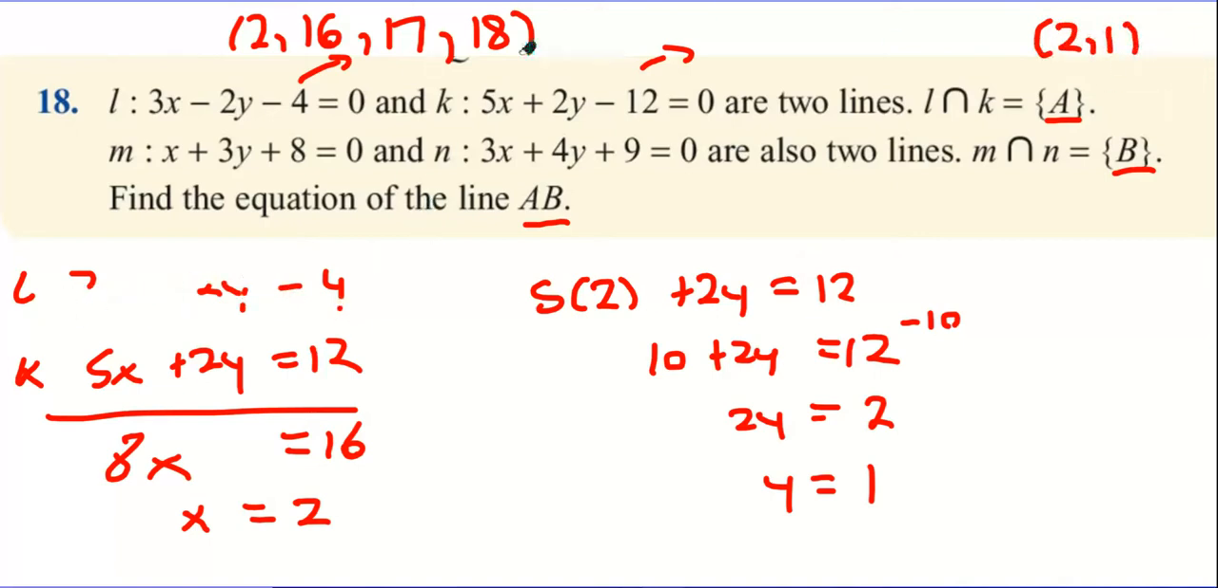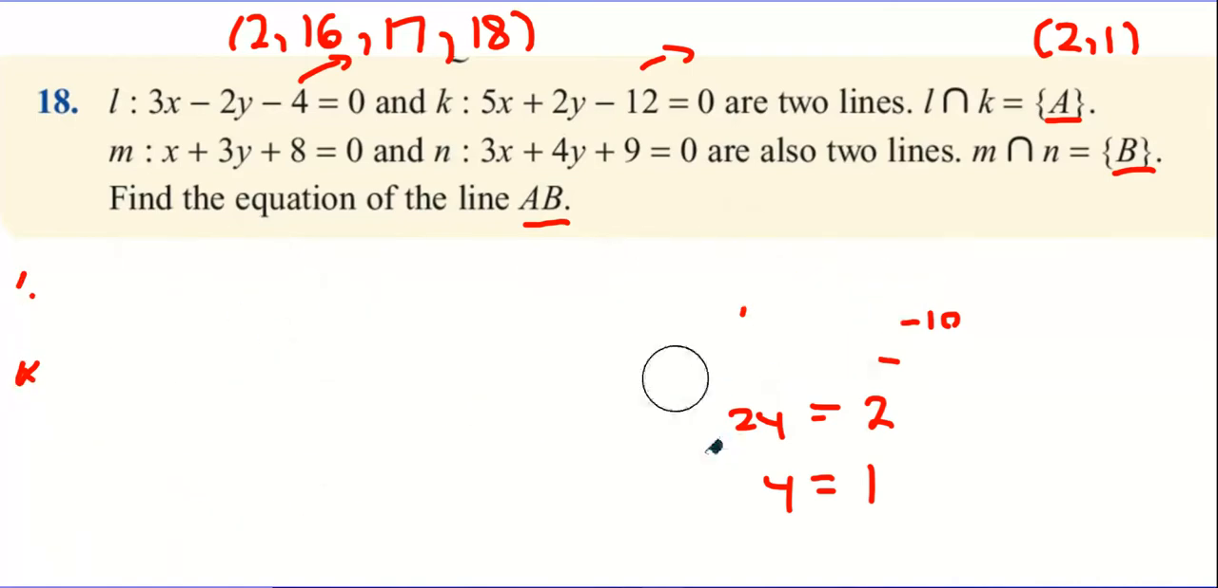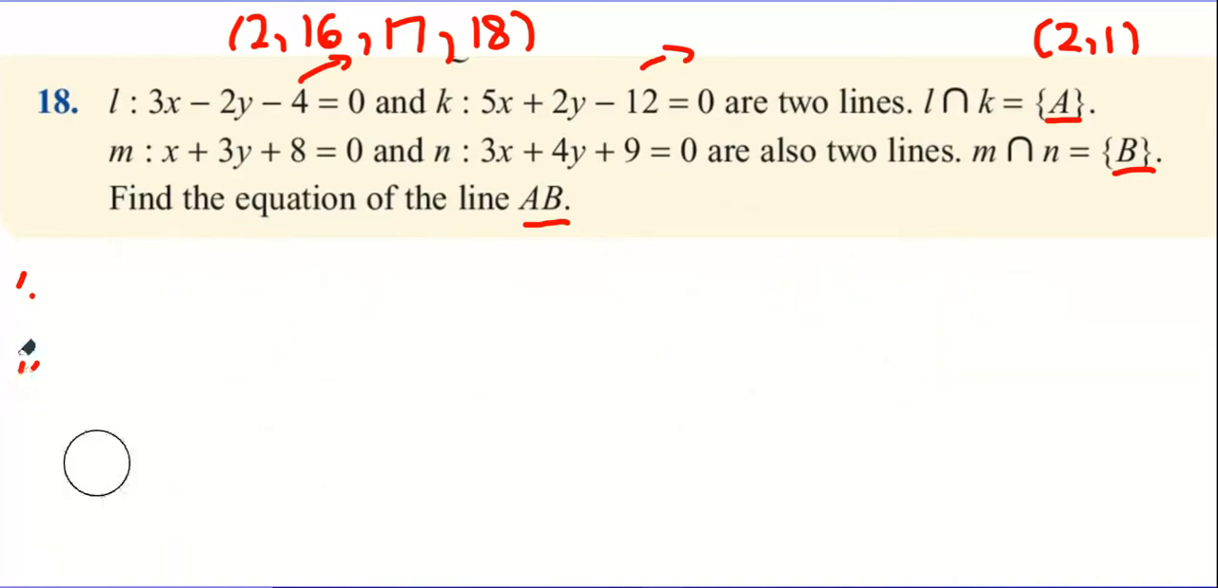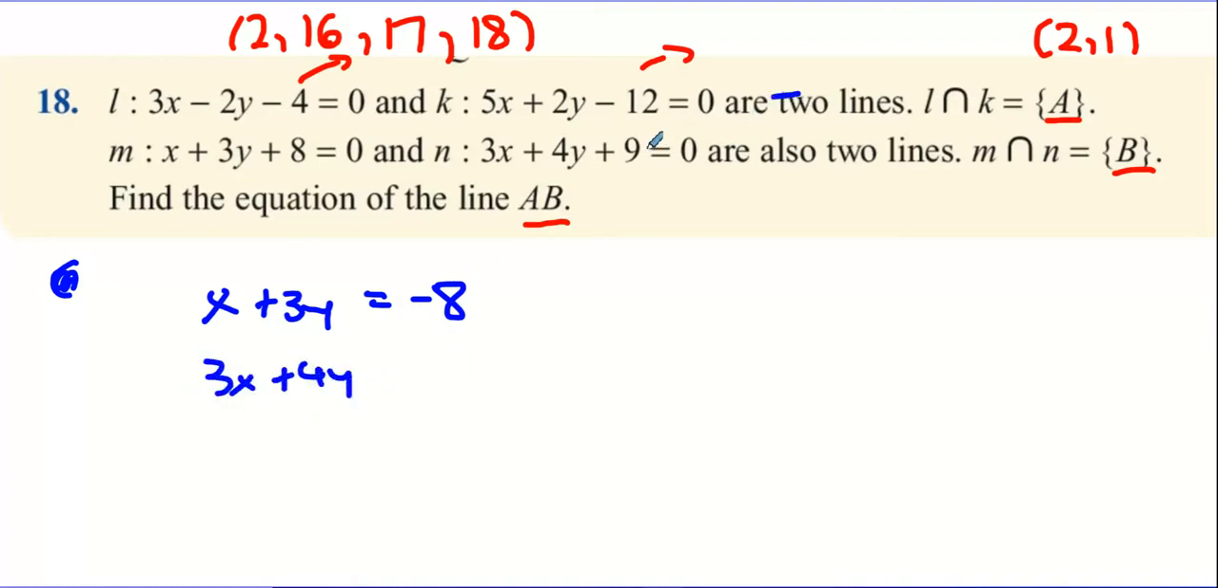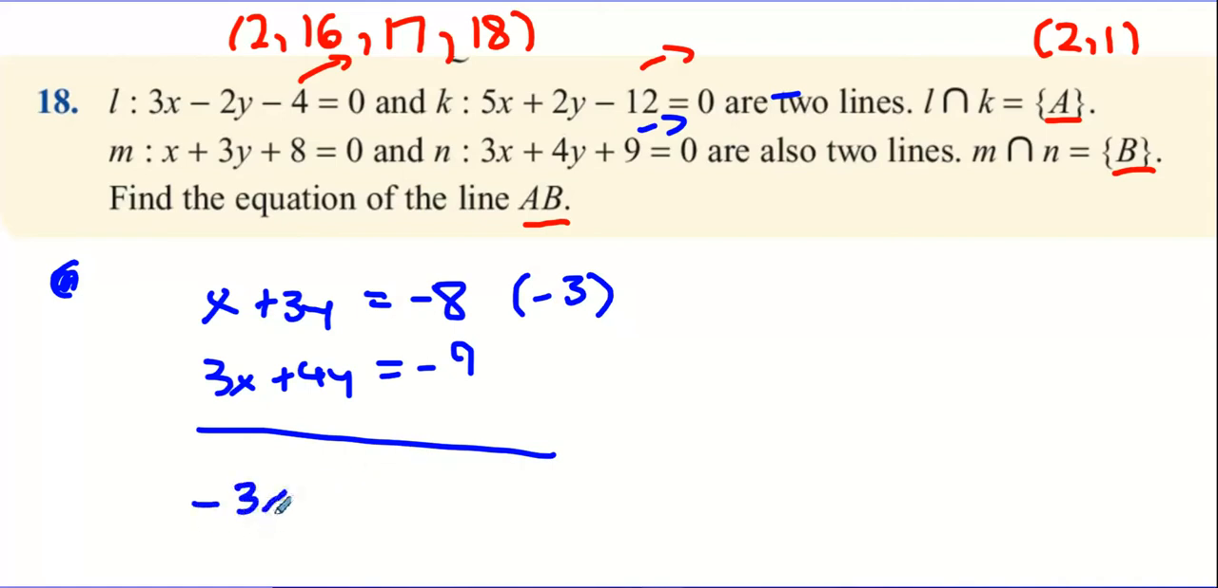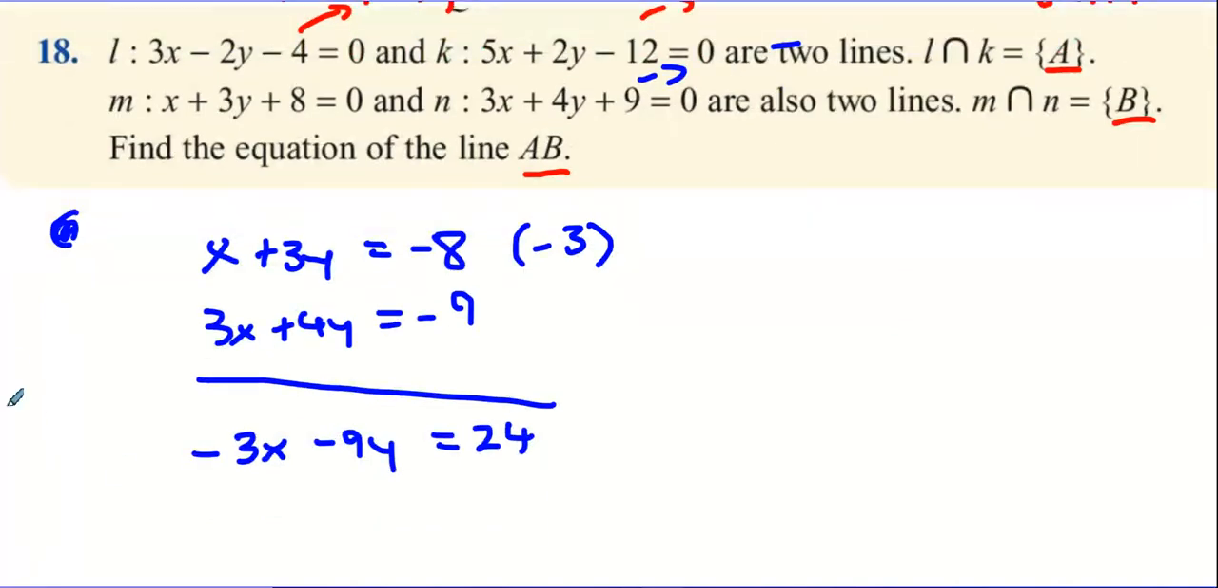Next thing we're going to do is get the lines M and N and find out where they intersect each other. So M is x plus 3y equals minus 8. N is 3x plus 4y equals minus 9. Multiply the top equation by minus 3. So we get minus 3x minus 9y equals 24. And we get 3x plus 4y equals minus 9.